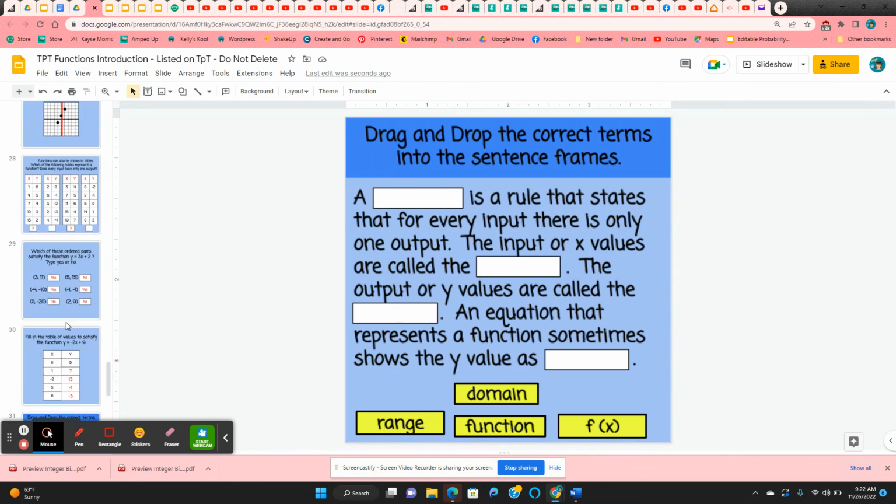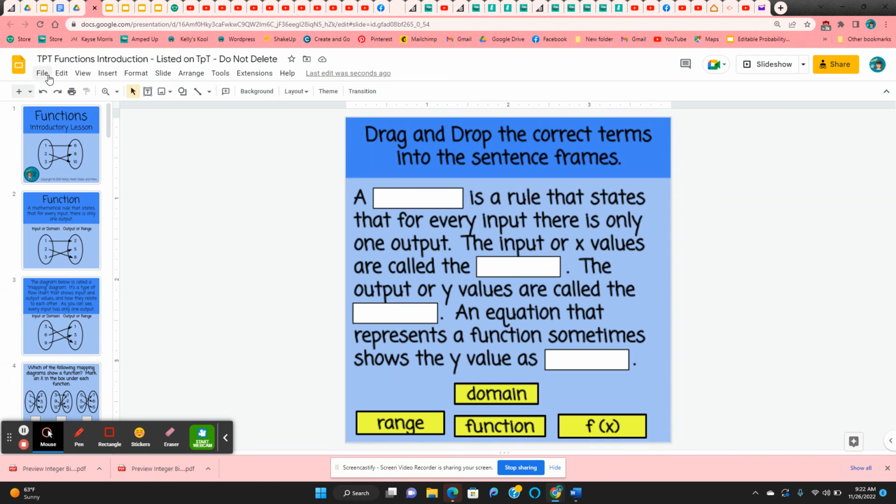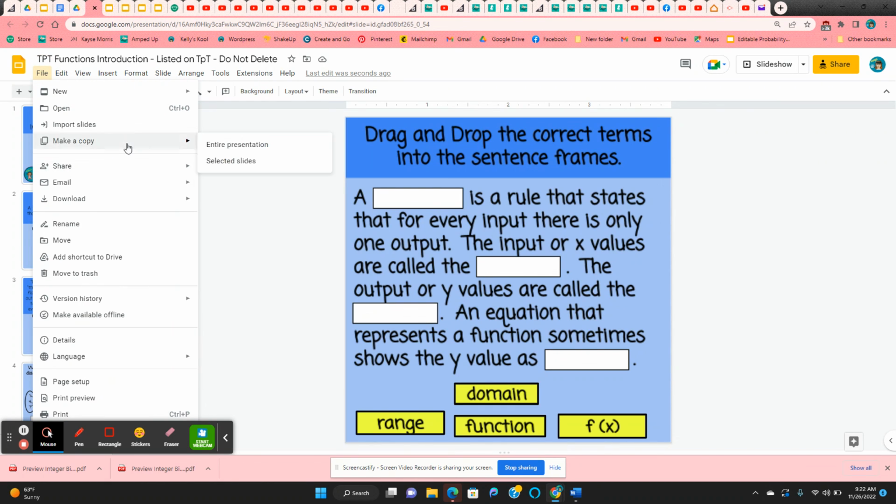Now all of the completed slides are on here for the teacher. So if you want to assign it to the students, just come up here to File, make a copy of the entire presentation, and just delete the completed slides for the students.